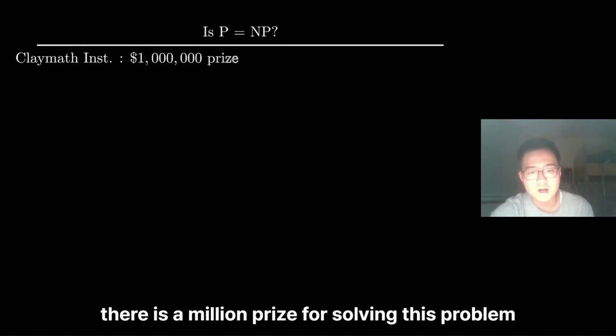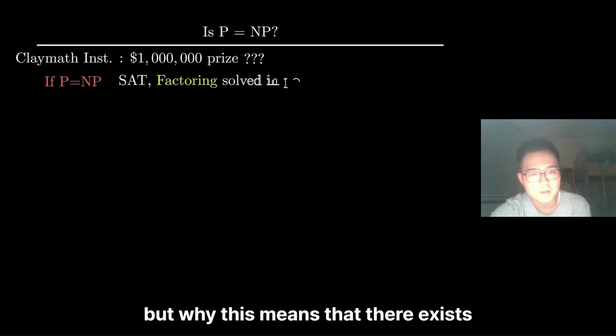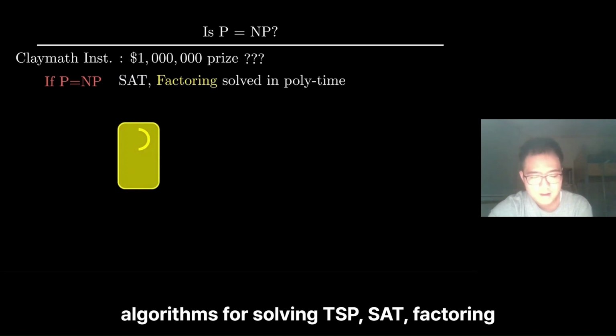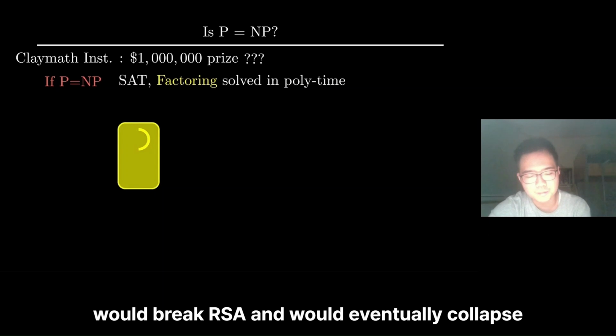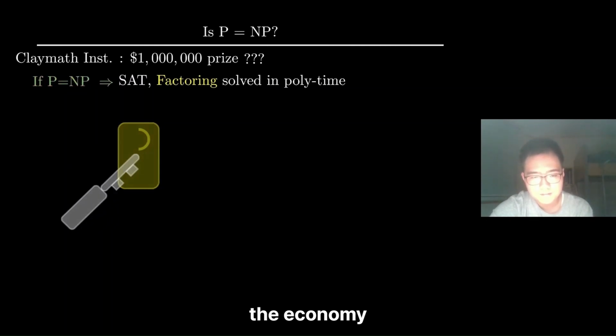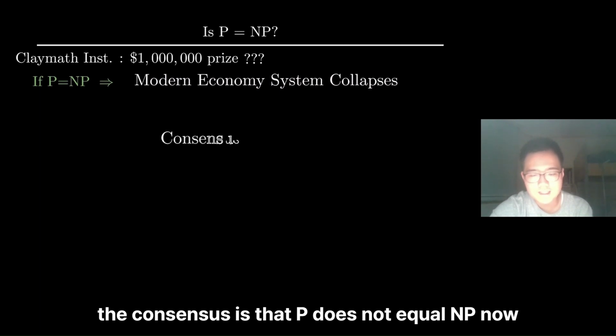There is a million-dollar prize for solving this problem, but why? This means that there exist efficient polytime algorithms for solving TSP, SAT, and factoring. Especially, factoring solved in polytime would break RSA, and would eventually collapse the economy. Thus, the consensus is that P does not equal NP.